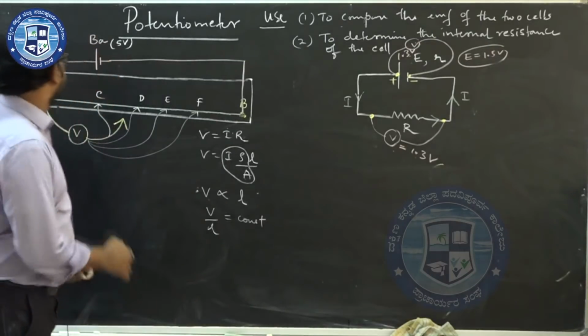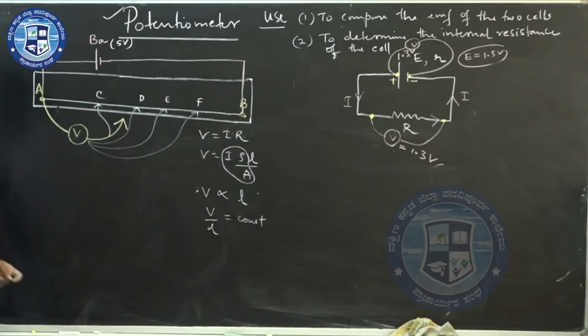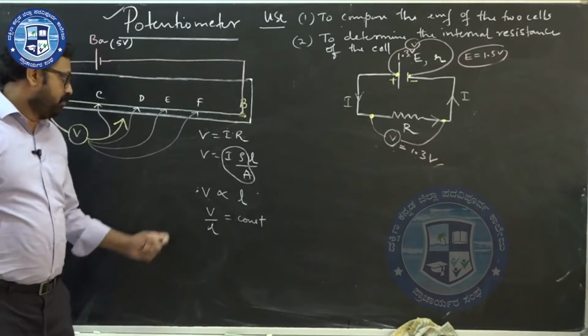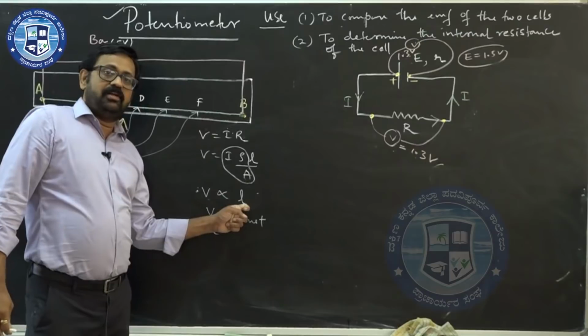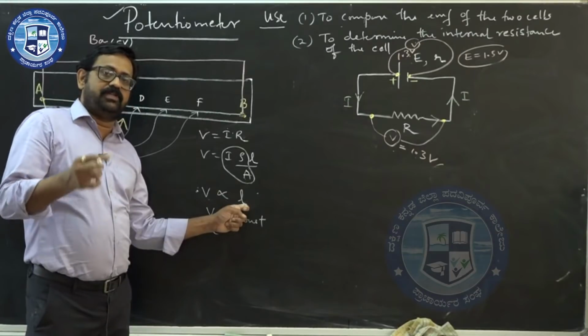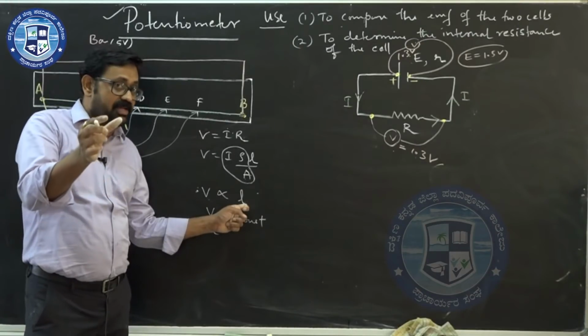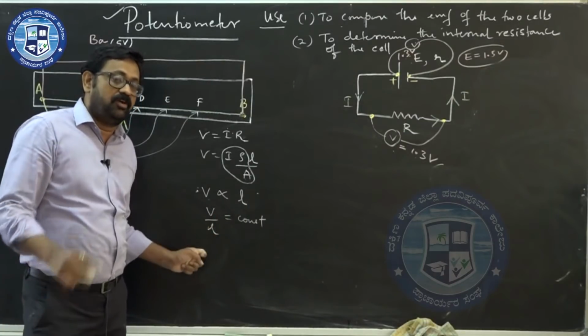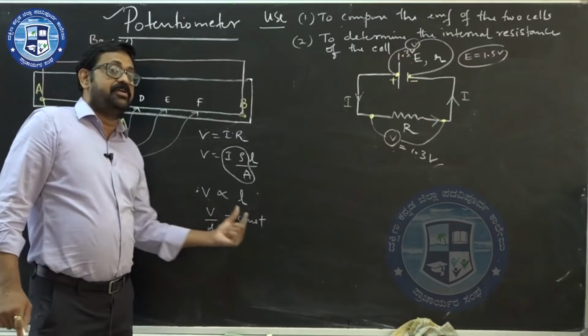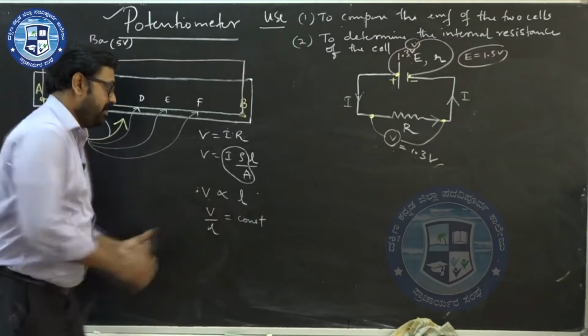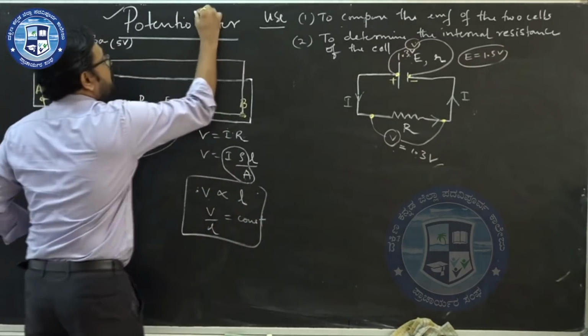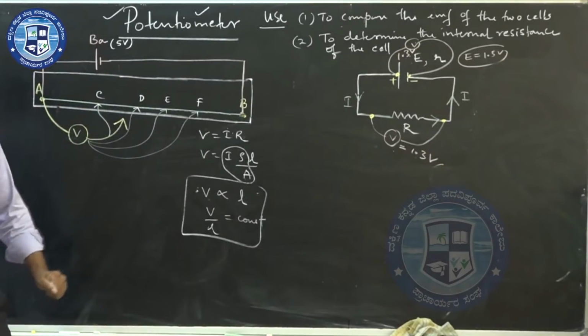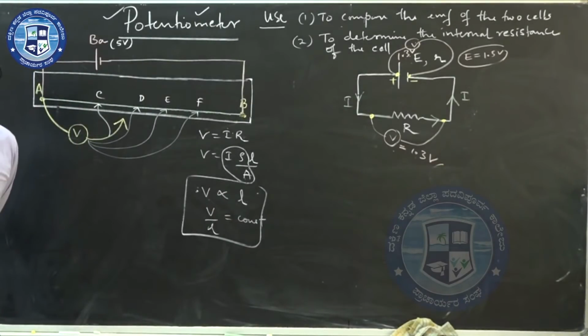That is a basic principle behind the working of the instrument called potentiometer. V is directly proportional to L. Potential difference between two points on the wire is directly proportional to the length of that portion, or V by L is a constant. V by L is called potential gradient. Potential gradient is a constant, or V is directly proportional to L. This is a basic principle behind the working of potentiometer. I hope you understood this.